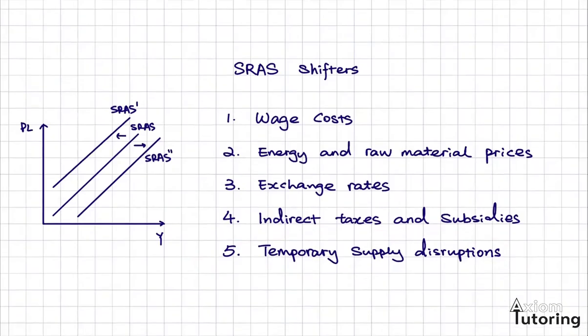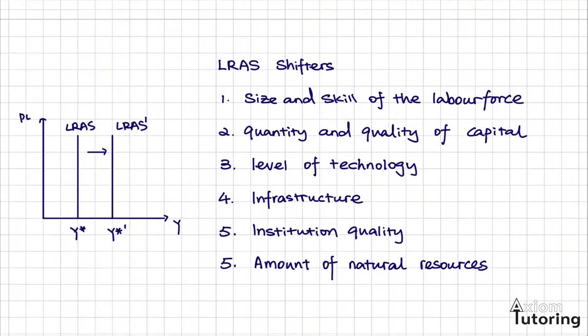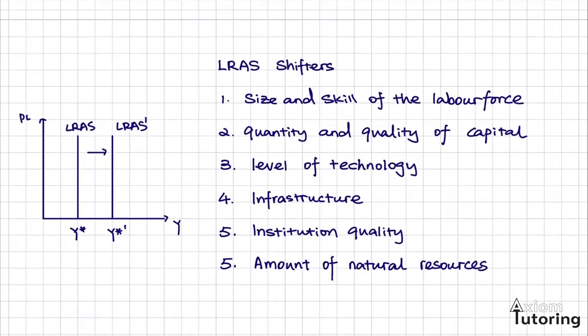Now, let's shift our focus to long-run aggregate supply shifters. LRAS could shift when the economy's sustainable productive capacity changes. A rightward shift represents an increase in potential output, while a leftward shift represents a decrease in potential output. A useful framework is to consider the quantity and quality of production factors and the level of technology.